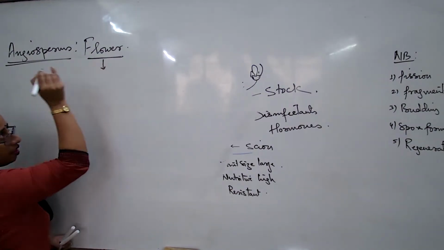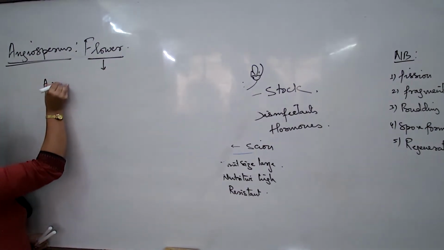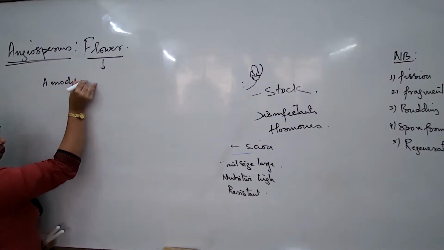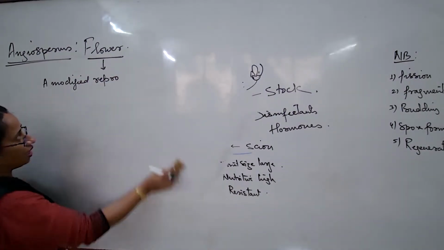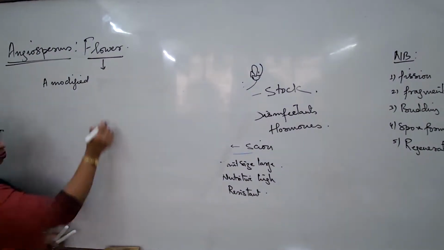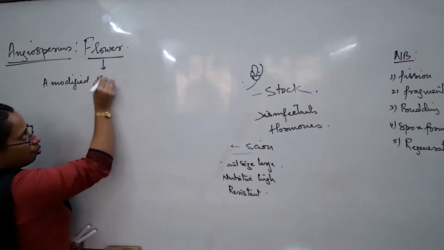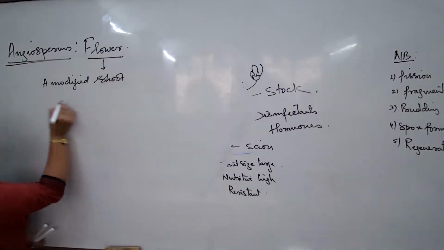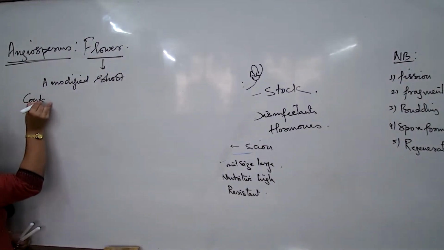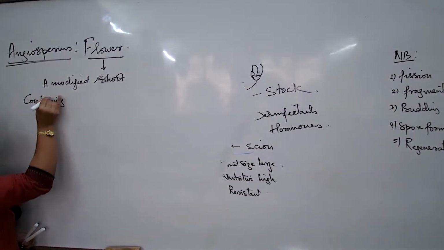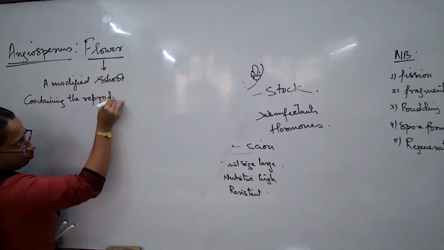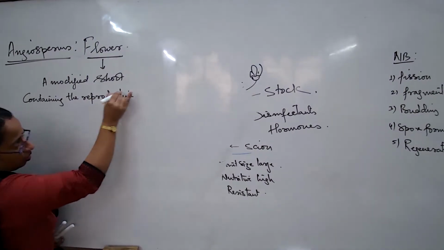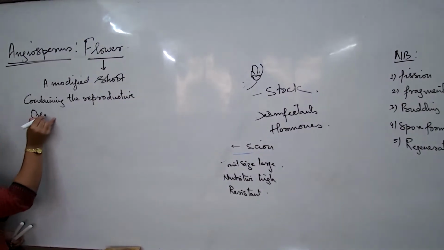How do you define the flower? It is a modified reproductive shoot. It is a modified shoot containing the reproductive organs.